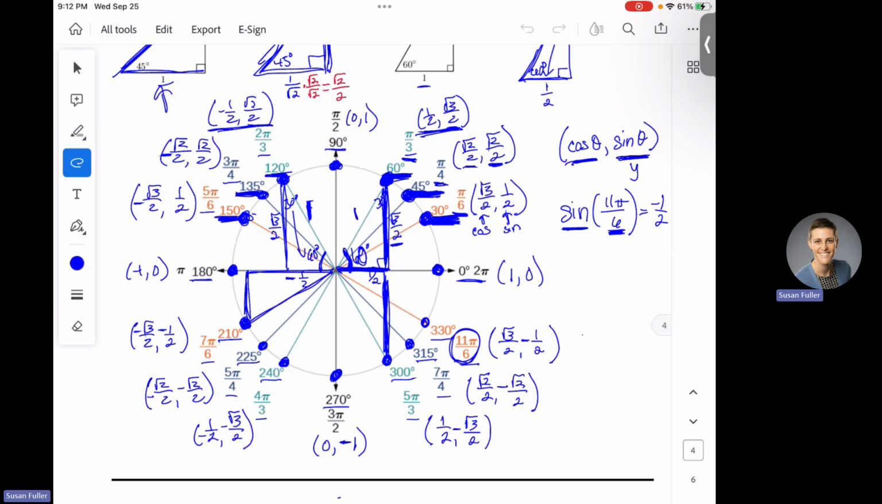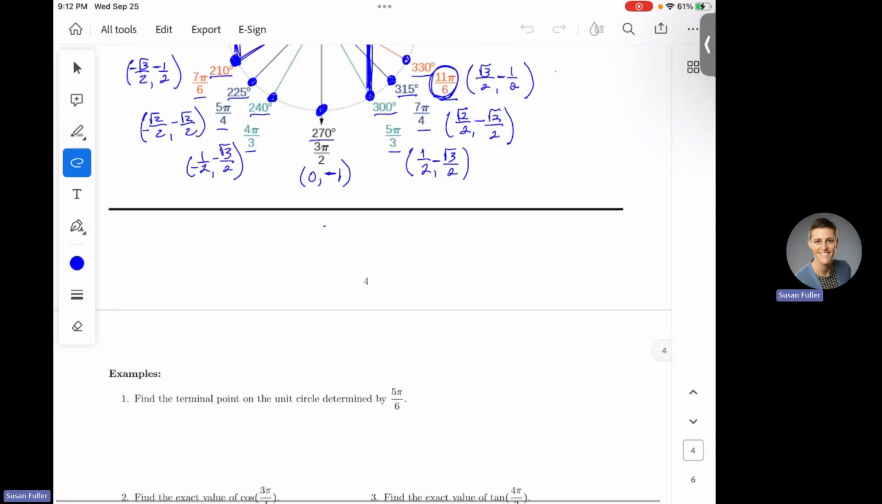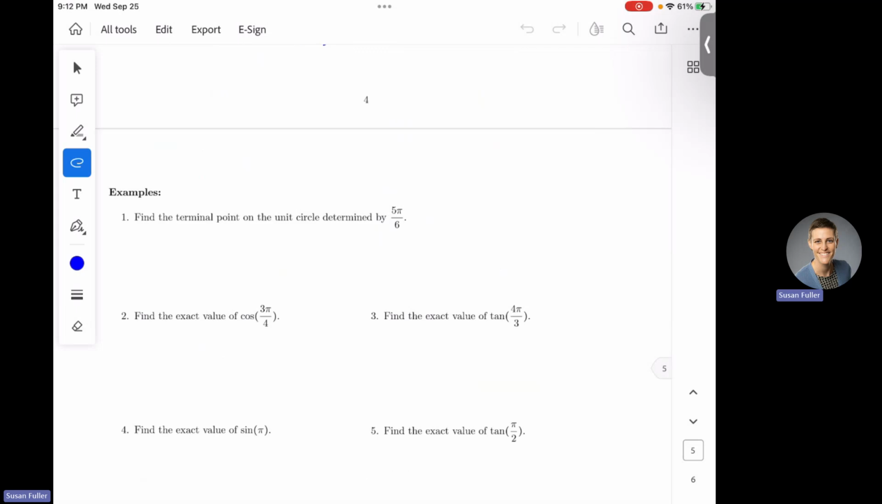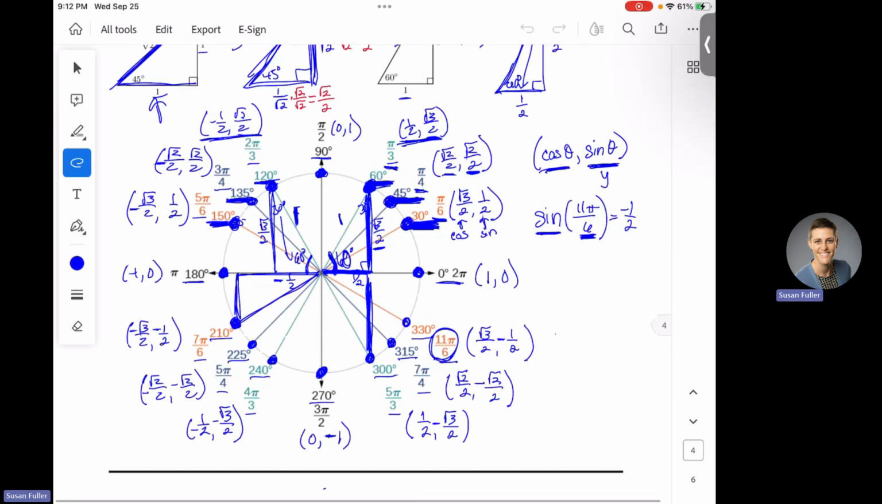Okay, so now that we have this, let's practice using it. So we are asked to find the terminal point on the unit circle determined by 5 pi over 6. That's just asking me what's the ordered pair at 5 pi over 6. And you're going to have to find 5 pi over 6 on here.